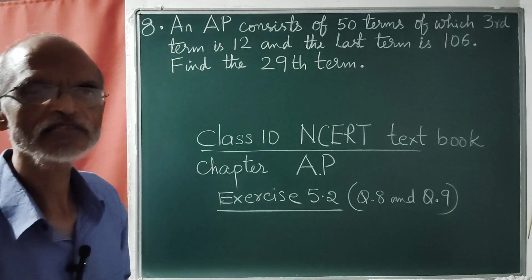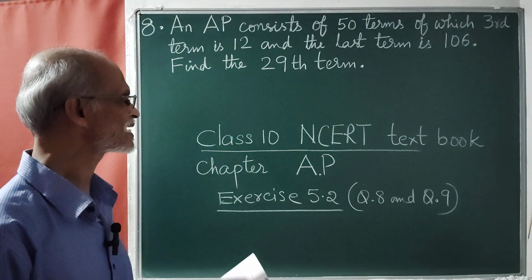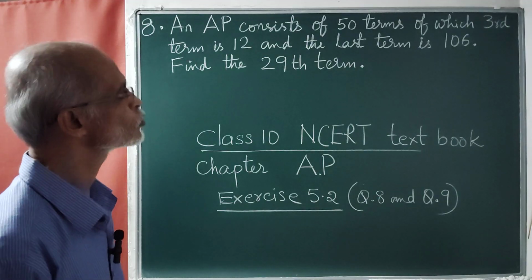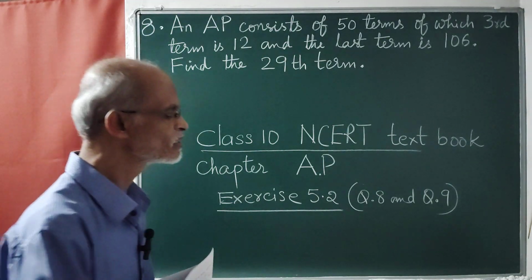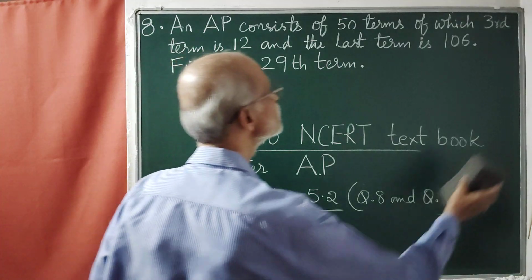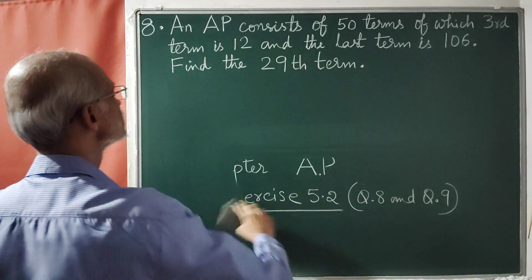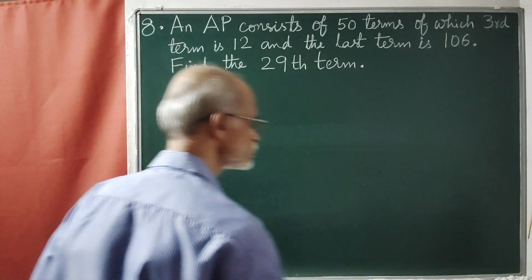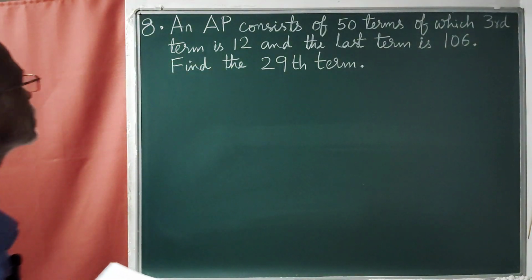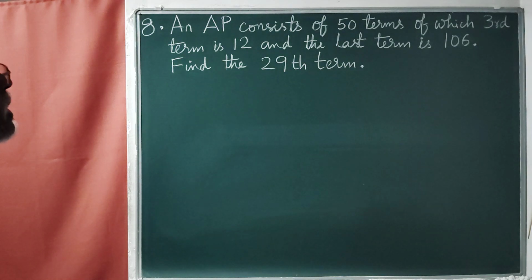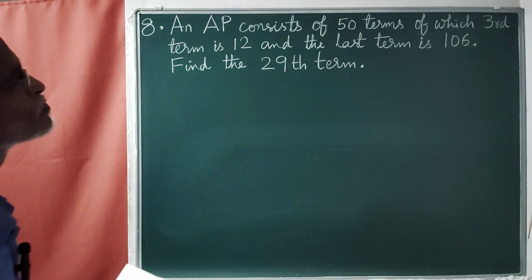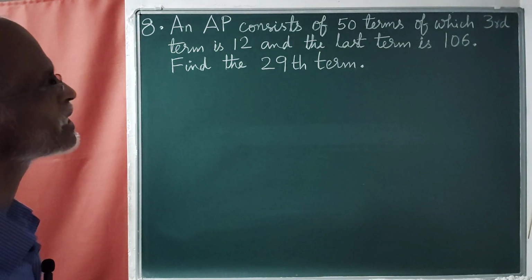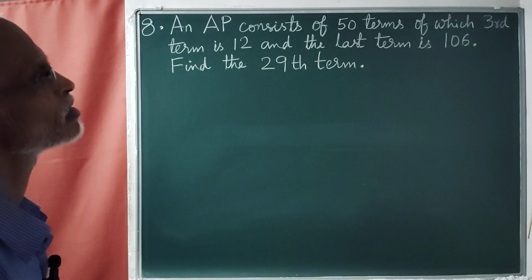In this class, we'll solve the sums from class 10 NCERT textbook, chapter AP, exercise 5.2, question 8 and question 9. Question 8 says, an AP consists of 50 terms, of which third term is 12 and the last term is 106. Find the 29th term.